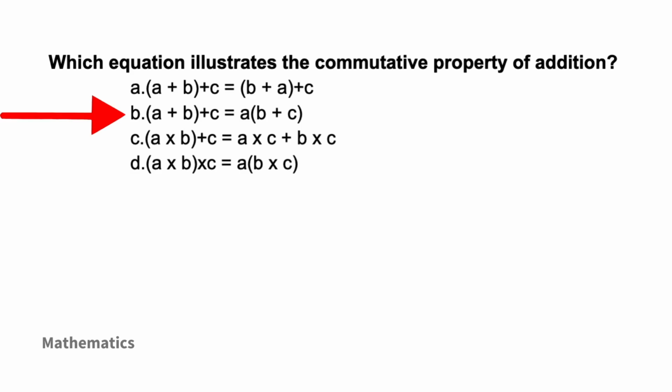So option B is incorrect as it suggests actually the distributive property. Option C represents the distributive property, not the commutative property. And then option D shows the associative property of multiplication, not the commutative property. Therefore, option A is correct.